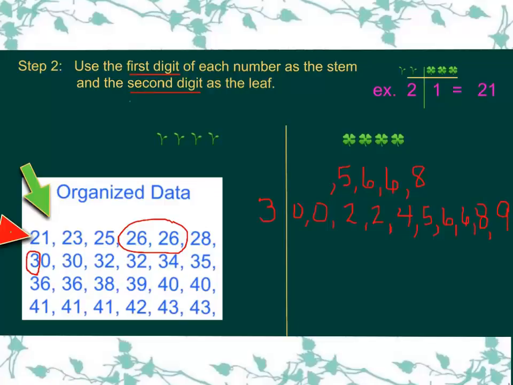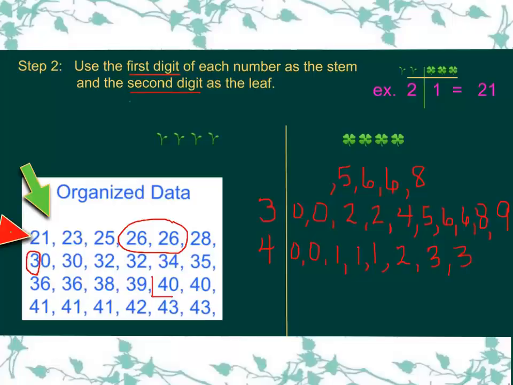Now we bump down to the 40s. So we start with 4 in the stem. We have two 40s, so we need two zeros. And we need three 1s because 41 occurs three times. Then we have a 42, and we end up with two 3s.